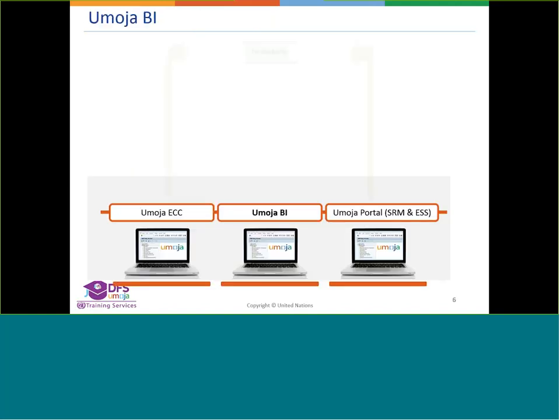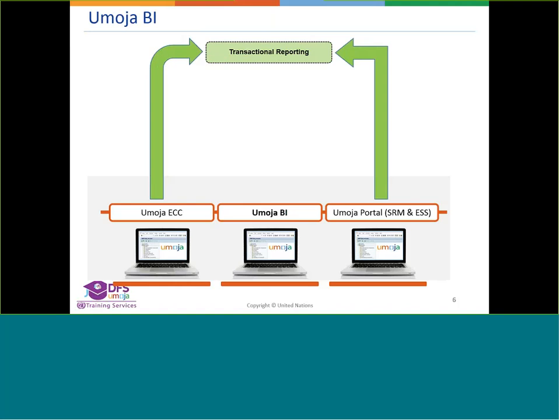So as I said before, we do have two modules in Umoja, let's say the ECC platform and the portal, which contains SRM and ESS, but we are talking about SRM basically. SRM and ECC are transactional modules in terms of reporting, whereas Umoja BI is solely a module devoted only for reporting.